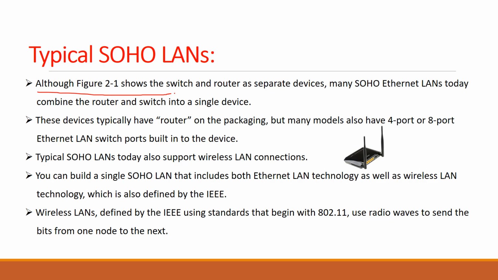Although the figure shows the switch and routers as separate devices, many small office, home office Ethernet LANs today combine the router and the switch into a single device. As you can see here, this device performs switching and routing. So it is called a network device, or sometimes we call it a router.